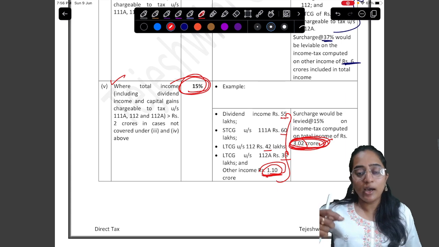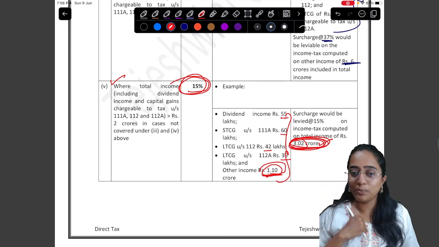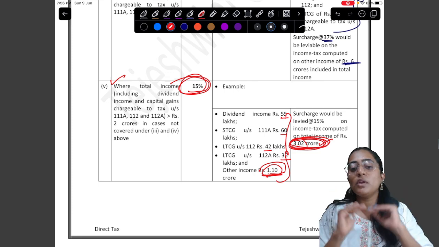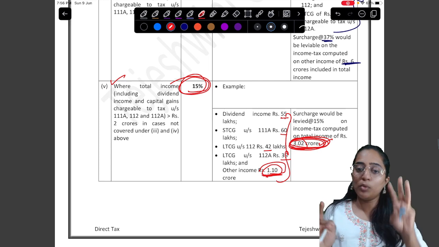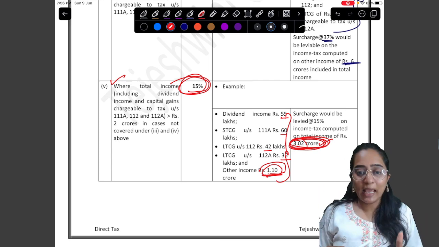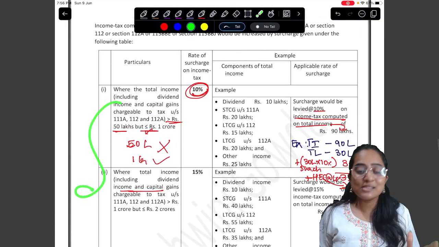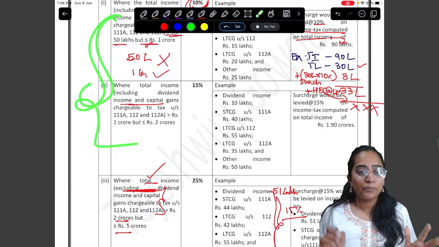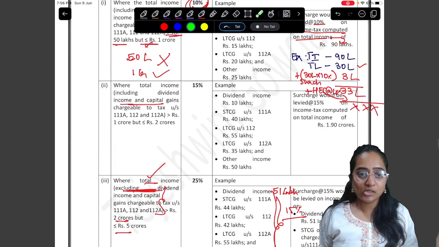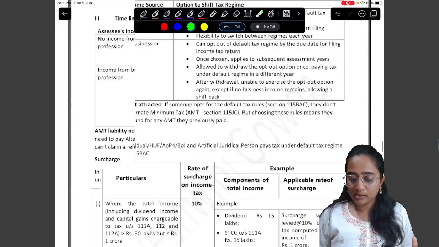This is the surcharge with regard to your normal tax provisions for that matter. And for 115BAC for individuals, HUF, AOP, BOI, AJP, that is under the default tax regime, the first 2 points which you have seen over here remain the same. Copy paste provisions. First 2 provisions remain the same. From the third provision, there is a difference. Let's try to understand.